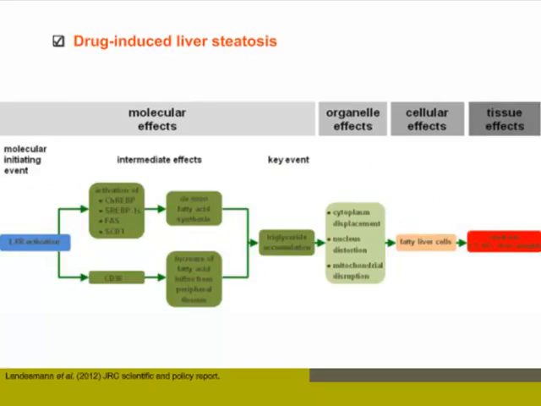Another example is about drug-induced liver steatosis. Again, this has been introduced by people at the JRC, so they have been and are still quite active in the AOP field. In this case, the MIE is the activation of a specific nuclear receptor, LXR, and this induces the transcription of a number of genes that are related to lipid metabolism, of course. Now, this not only leads to de novo fatty acid synthesis, but at the same time also to an increase of fatty acid influx from peripheral tissues, which collectively then triggers the accumulation of triglycerides. At the organ level, what is then seen is cytoplasm displacement, nuclear distortion, and mitochondrial disruption, which then leads to the appearance of these fatty liver cells, in other words, steatosis.